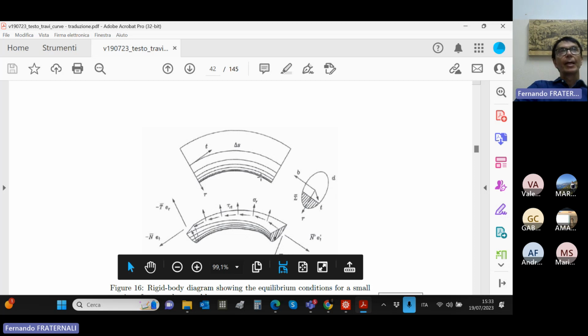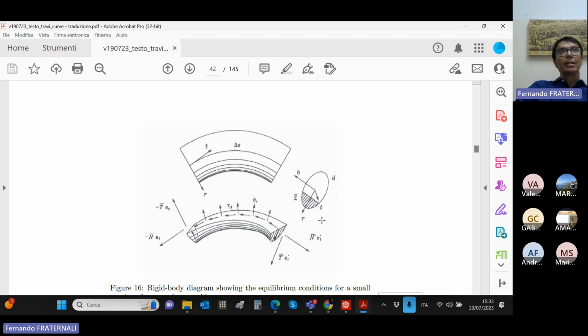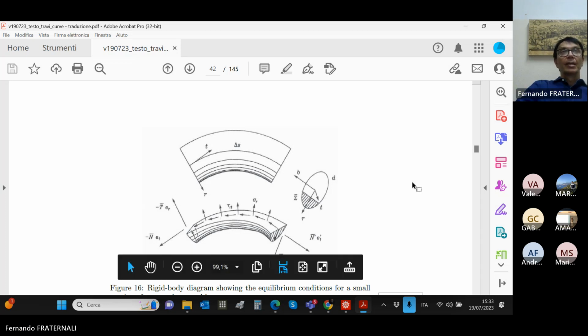So we cut a portion of the beam that is separated from the rest of the cross section by a chord. So we draw a chord over the cross section, and we obtain a subregion, a portion of the beam that is hatched in this figure, and we separate this portion of the beam from the rest of the beam, and we write the equilibrium equations of this portion.